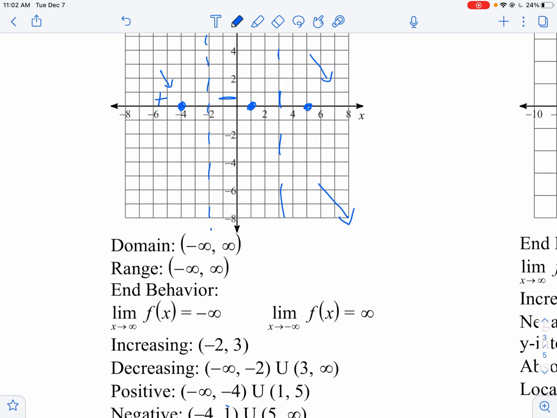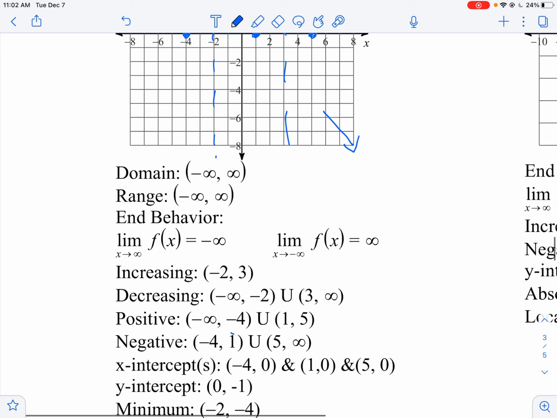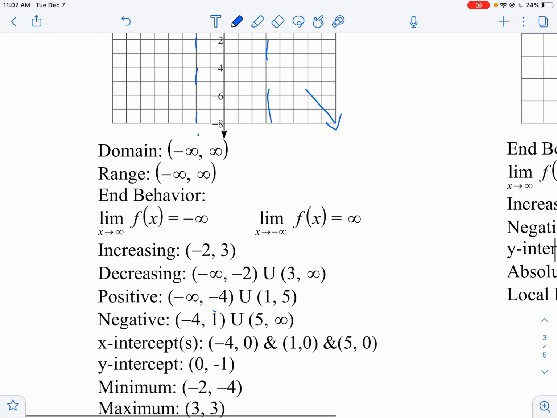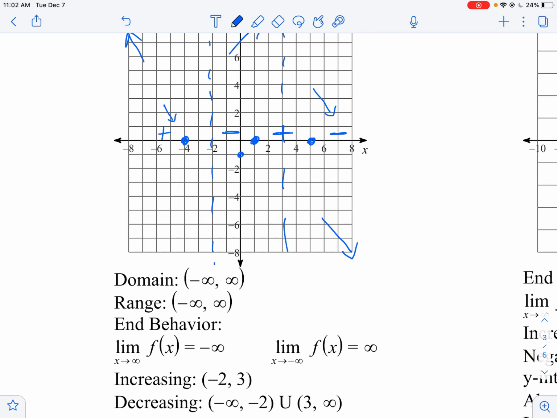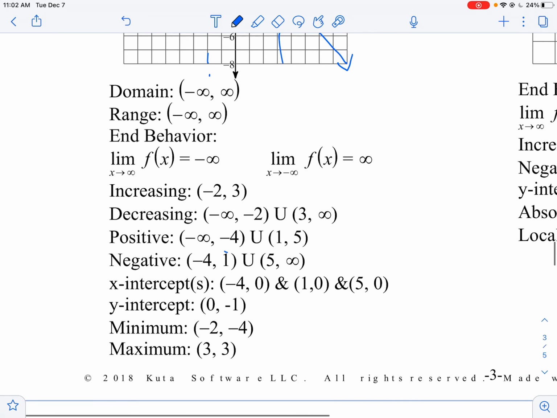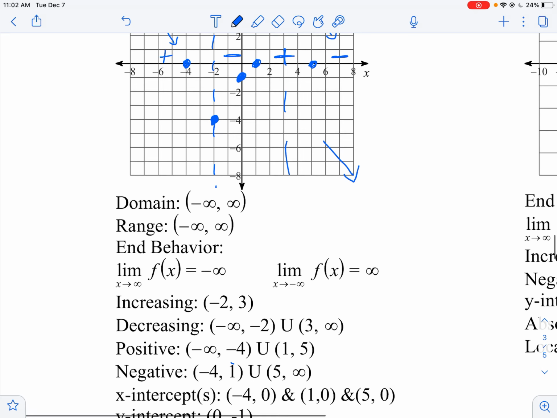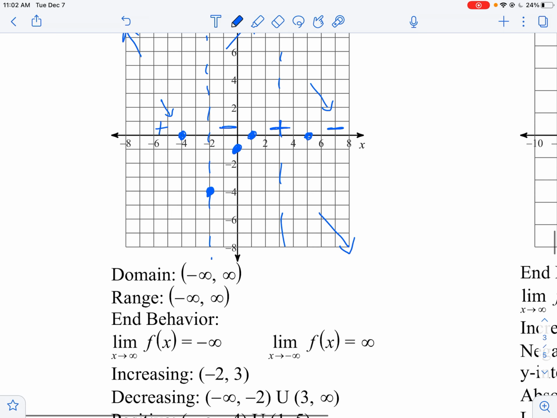It's positive in this section, and then it goes negative. So positive, negative, positive, negative. Okay? And I know I have a y-intercept. That's a point I can put on my graph: (0, -1). Awesome. So I've got distinct points here. The minimum is at (-2, -4), so I'm going to put that point here. And I have a maximum at (3, 3).